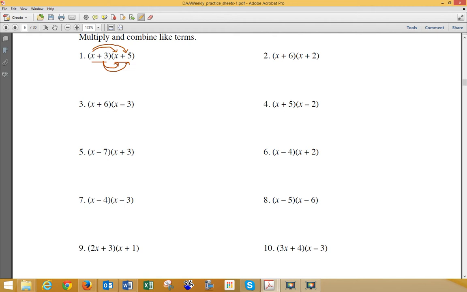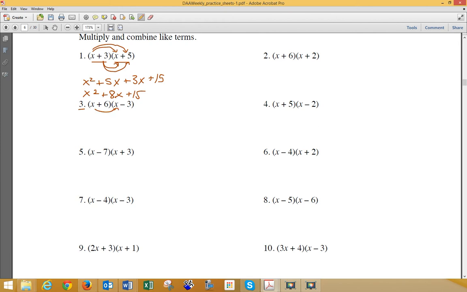So we're going to multiply the x times the x, which is x squared. Then we're going to add x times 5, which is 5x. Then we're going to add 3 times x and 3 times 5. Simplifying that gives us our answer. Here, I'll do question 3 as well.